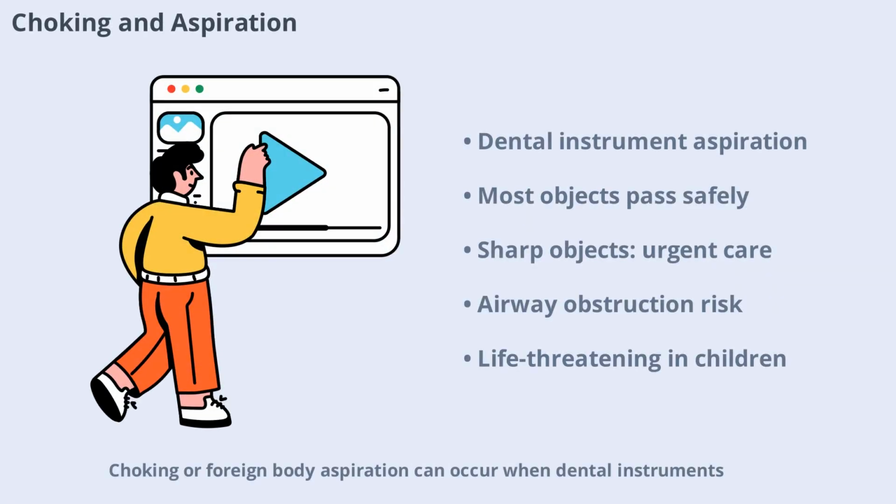Choking or foreign body aspiration can occur when dental instruments, extracted teeth, or materials slip into the oropharynx. Most swallowed objects pass through the gut without complications, but sharp objects require urgent gastroenterologist consultation. The glottis is the narrowest part of the airway in adults, while the subglottic area is narrowest in children under 5. Depending on the size, the object may lodge in the larynx or bronchus, causing partial or complete airway obstruction. Severe obstruction is life-threatening and requires urgent removal.